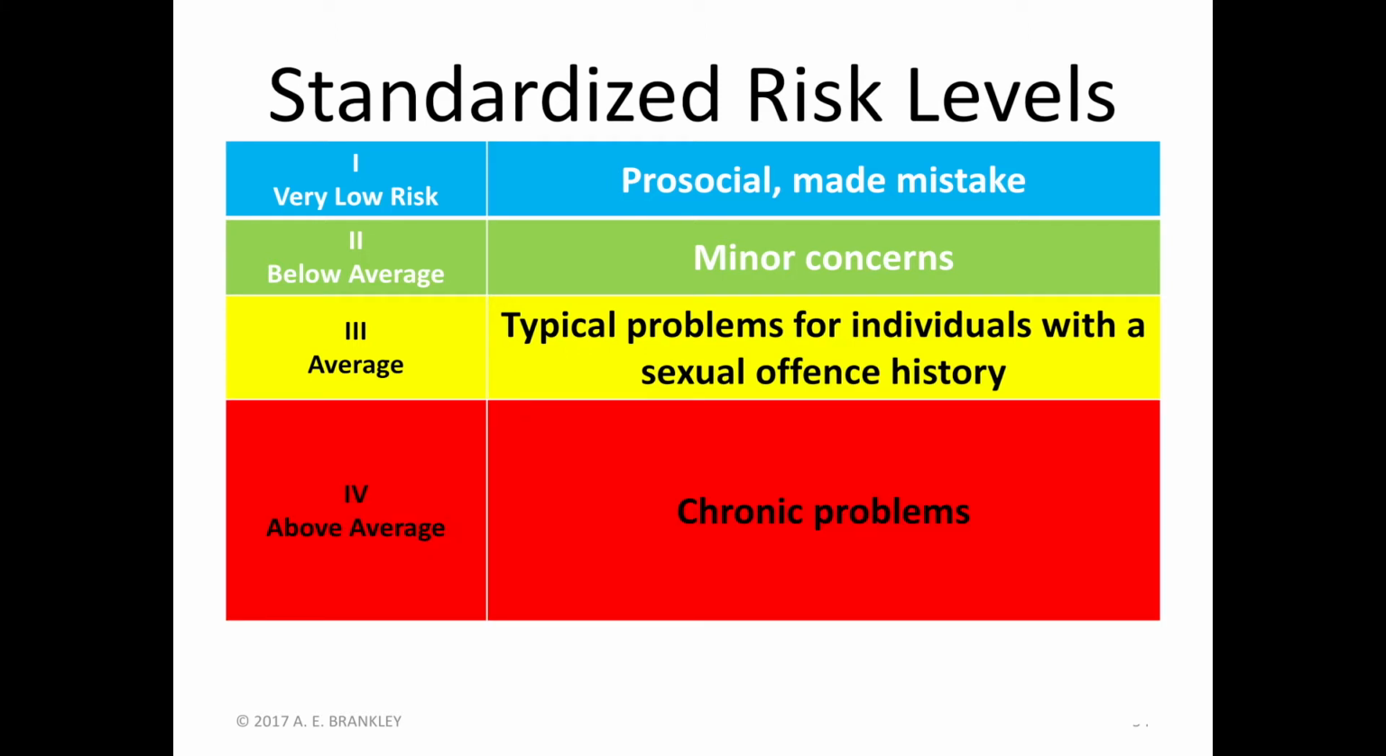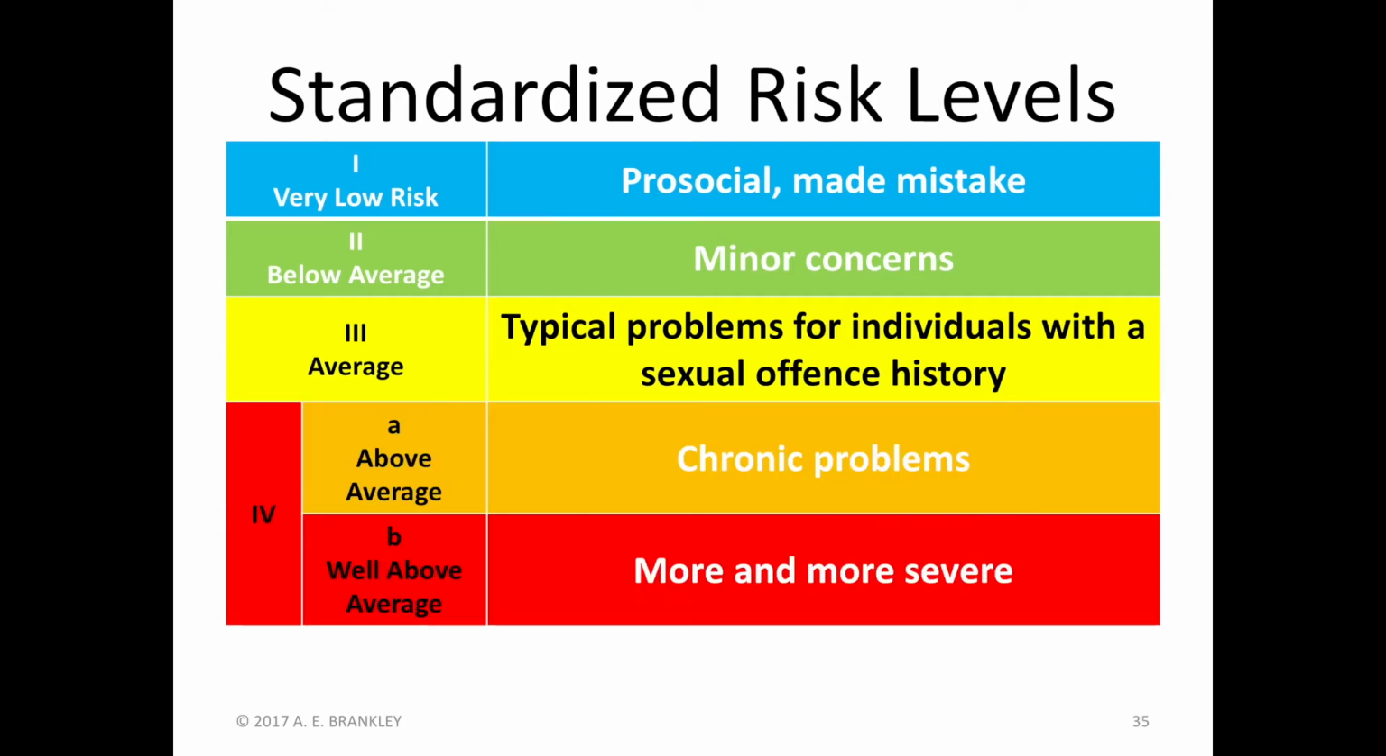Risk level 4 is for individuals who have several chronic problems, making their risk 2 to 4 times greater than the average person in level 3. Because of the very large range between level 3, around 10%, and the 85% cutoff for level 5, level 4 is divided into 2 halves, 4A and 4B.